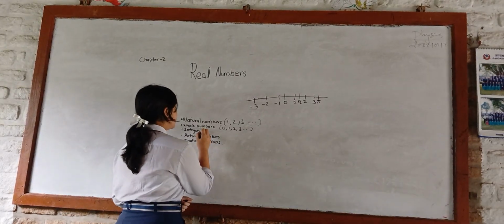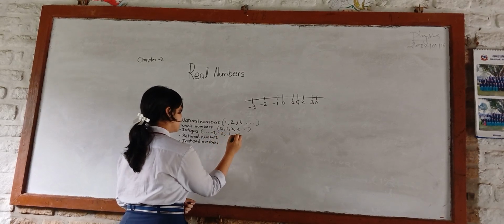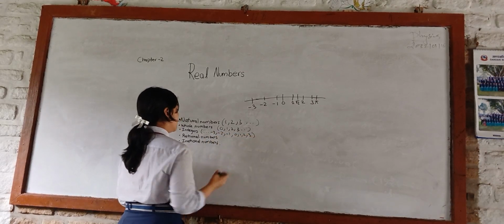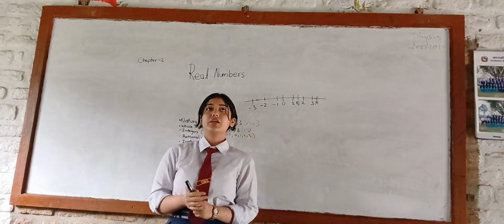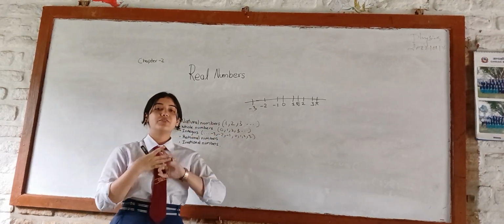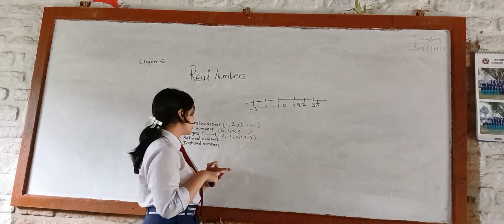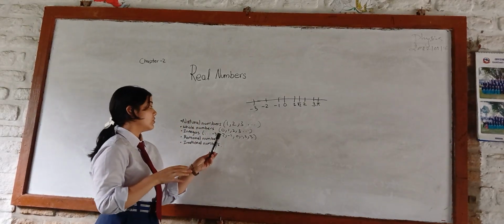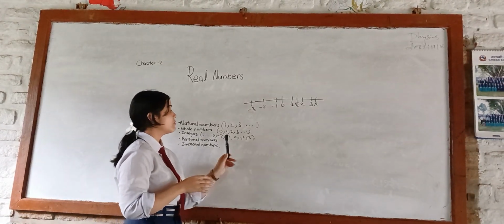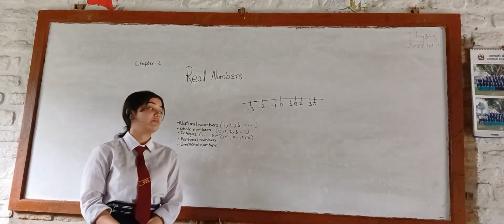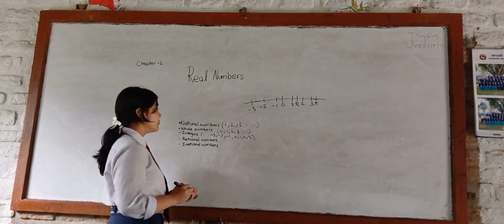Next is integers. In our book, there are 3 divisions given inside integers as well: positive integers, negative integers, and zero. So all the numbers in front of zero are negative integers, and all the numbers behind zero are the positive integers. And next is rational numbers.